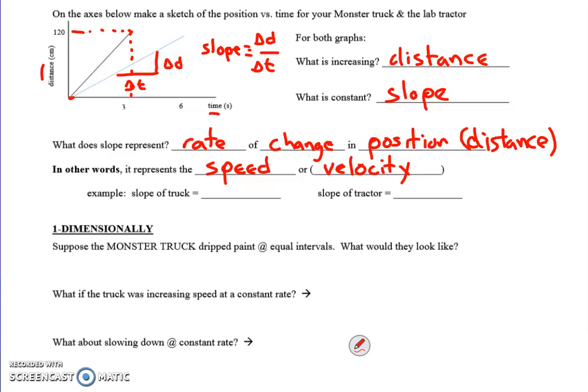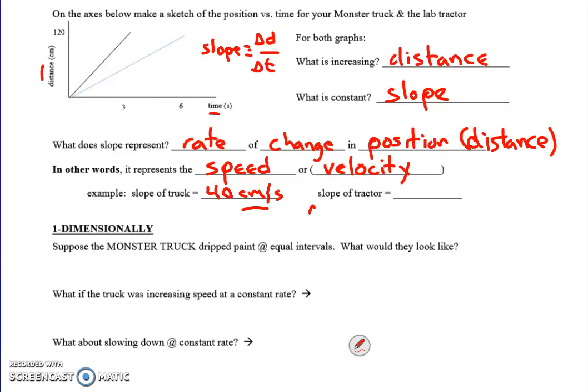So the slope of that truck is 120 divided by 3, which is 40. And we got to keep the units. We divided the y variable by the x variable, so 40 centimeters per second. And those units reflect what the slope stands for, speed. For the tractor, which is the second line, we've gone the same 120, but it's taken 6 seconds.